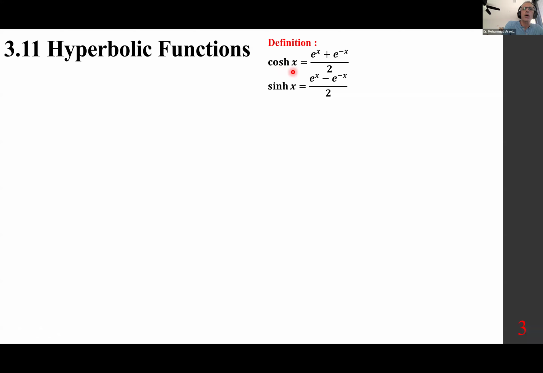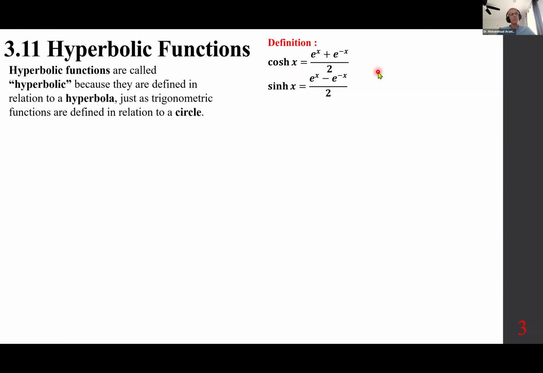Cosh x, or hyperbolic cosine, equals e to the power of x plus e to the power minus x over 2. Sinh x, or hyperbolic sine, equals e to the power of x minus e to the power minus x divided by 2. This is by definition. Hyperbolic functions are called hyperbolic because they are defined in relation to a hyperbola, just as trigonometric functions are defined in relation to a circle.